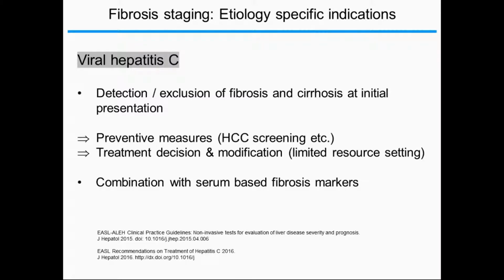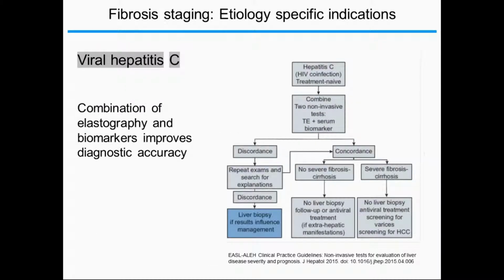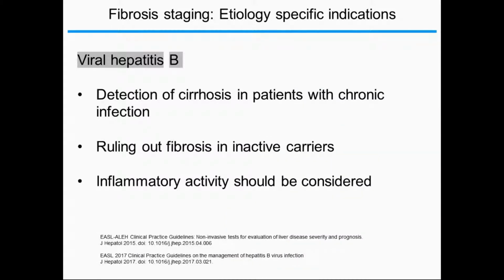I would also like to mention that liver elastography combined with serum-based fibrosis markers can lead to a better diagnostic accuracy for detection of fibrosis and cirrhosis, and this is what is recommended in the current EASL guidelines for hepatitis C. They suggest to combine two non-invasive methods, for example, the transient elastography with biomarkers, and if we have concordance in the findings, we can avoid liver biopsy, and only if there is doubt or any other question, and if the biopsy will influence the management, we need to perform liver biopsy.